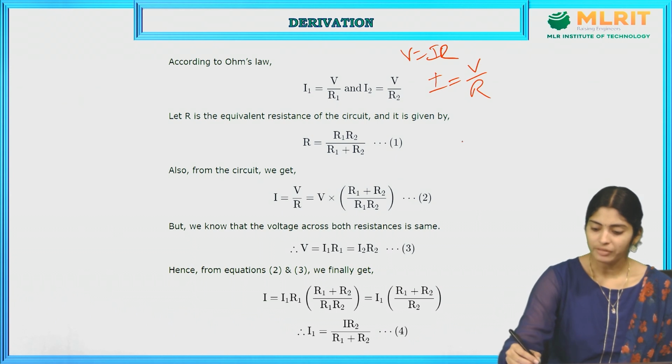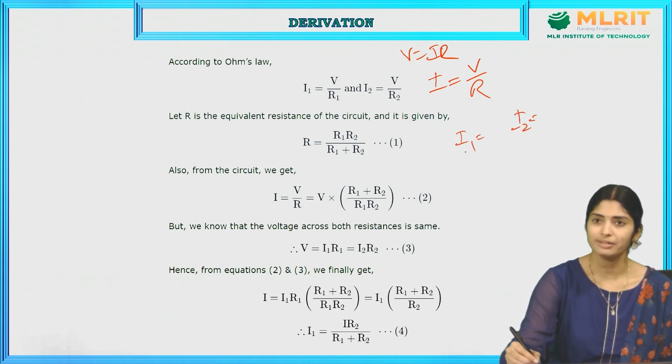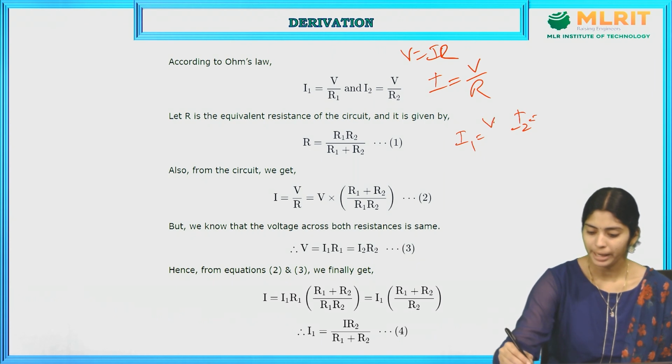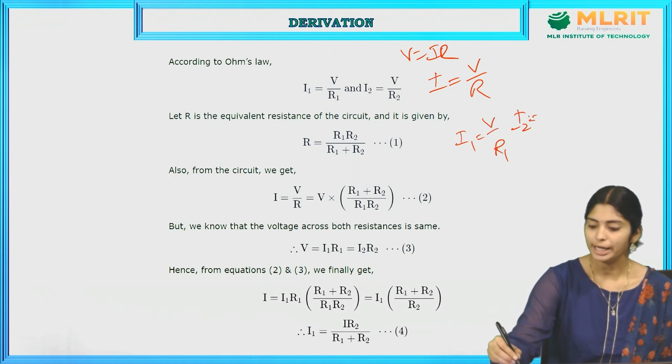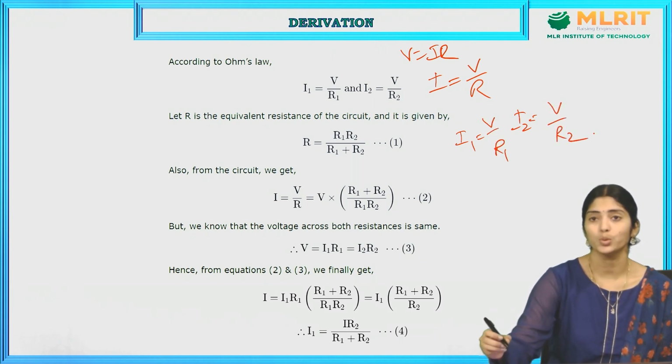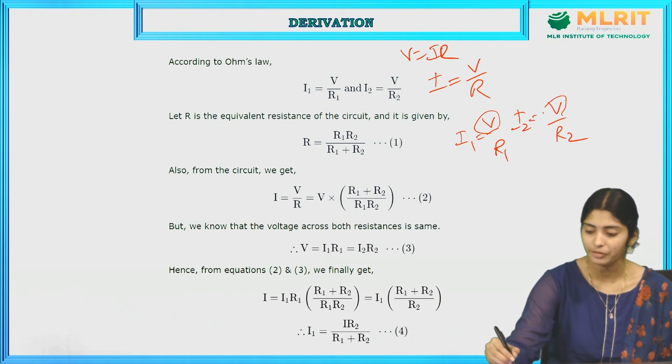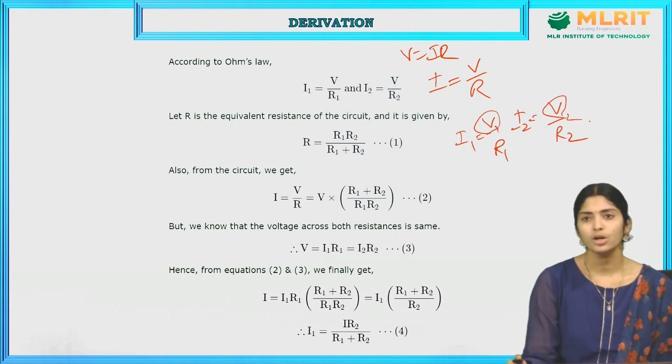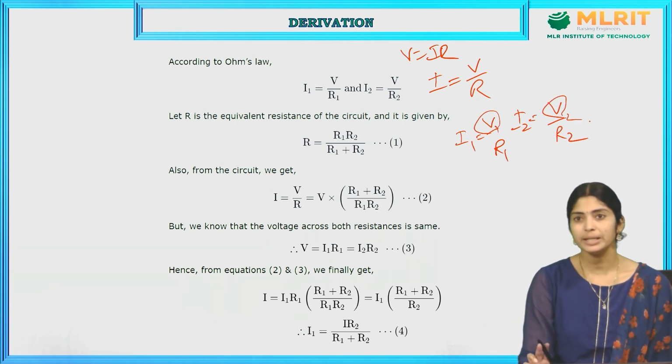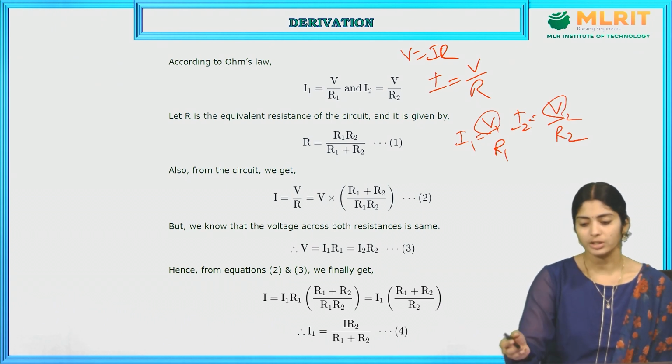So I1 will be there, I2 will be there, right? I is equal to V by R, so I1 is V by R1, I2 is equal to V by R2. Why did I write V and V? Actually it is V1 and V2, no? But I wrote V and V because in parallel circuits the voltage will be the same. But in series circuits the current will be the same. This is a basic principle which I told you in my first video. That's why I applied it like this.